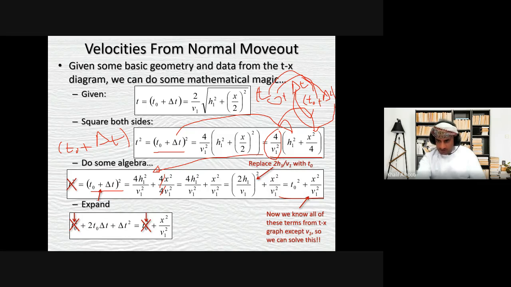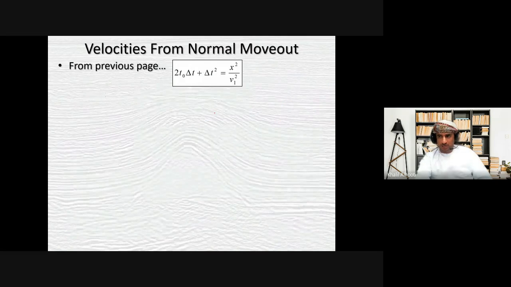Since I'm interested in these two, after expansion, I think these two T naught squared can be cancelled. I'm left with these parameters. This is what I'm left with: 2 T naught delta T plus delta T squared. So this is what I'm left with.